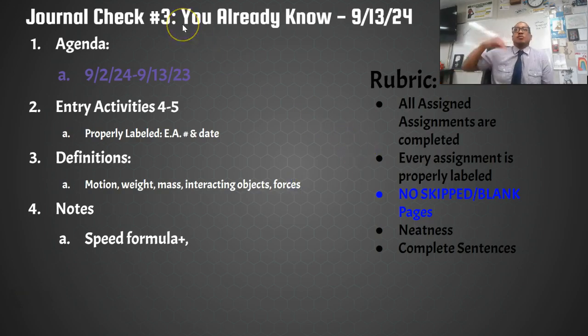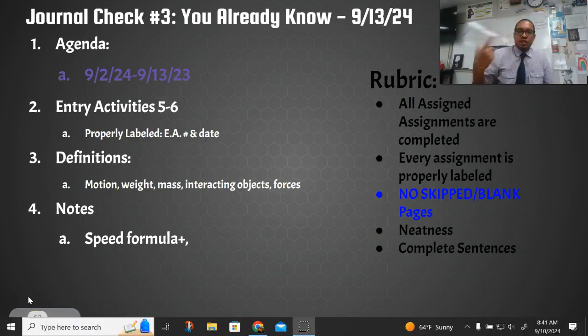So we have the journal check number 3. It is coming up this Friday, so make sure that you're ready. Oh, I don't know why I put entry activities 4 through 5. Anyway, we'll get that fixed. I think it's going to be 5 through 6. That's my bad. Matter of fact, we could probably fix it right now. Bam! As you can see, it is fixed now.